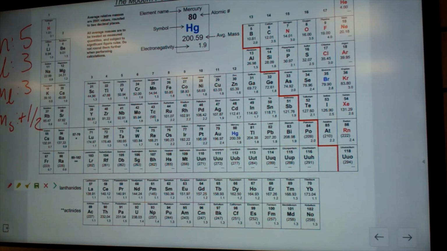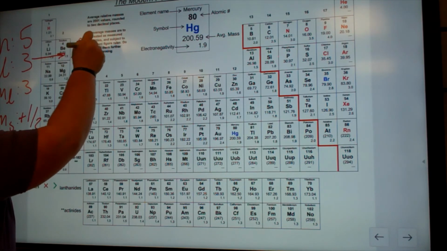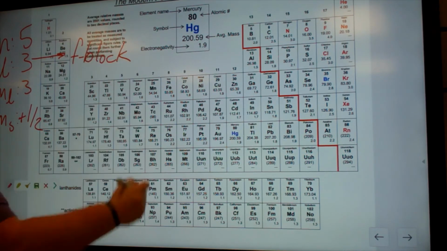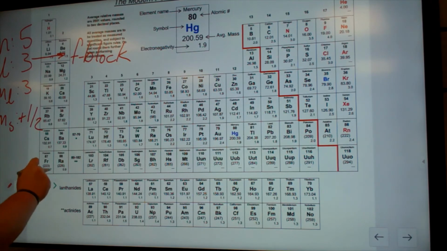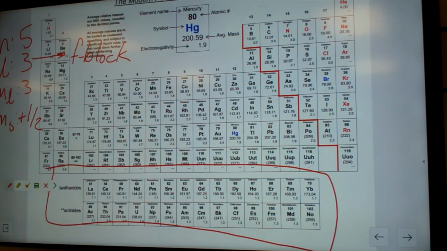So in this case, make it simple for you. We're trying to narrow it down. Look at L. We're going to find the block we're in first. L is 3. What does that mean for us? L is 3, which tells me we're in the F block. So I now have it narrowed down here. Let's narrow it down some more.